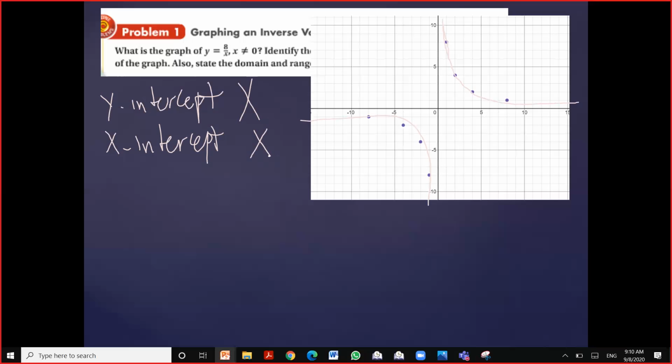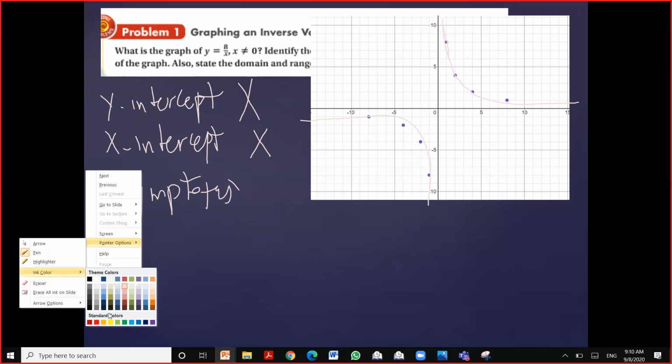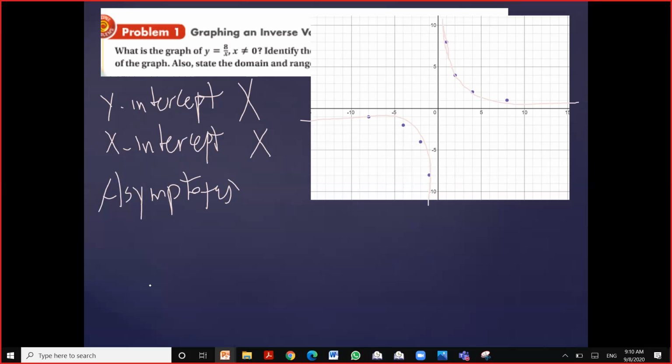Now, they asked me also to find the asymptotes. What is the meaning of the asymptotes? Yes, please, I cannot hear you. Okay. Yes, it's a line that comes very close to the curve.